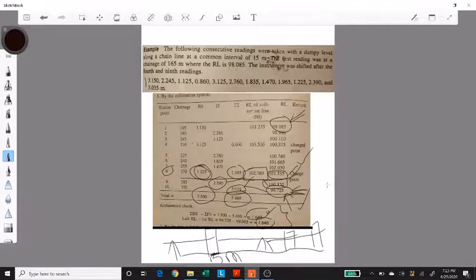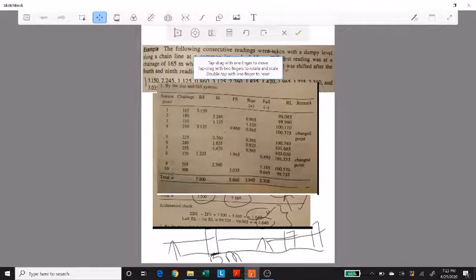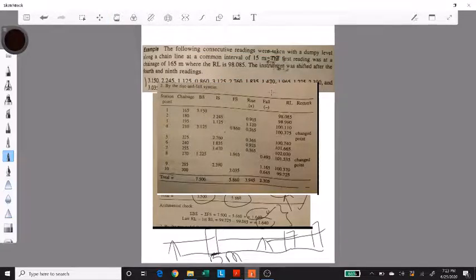Now we will do the same question by the rise and fall method. The difference in the two methods is only in this part. Before this, setting out the table is the same. You just set out the table once, and in the first case, you write height of the instrument. But in the rise and fall method, instead of that, you add one more column and you write down rise or fall.